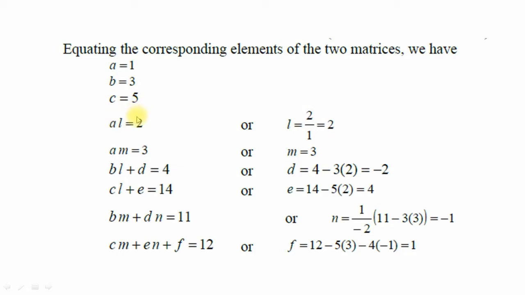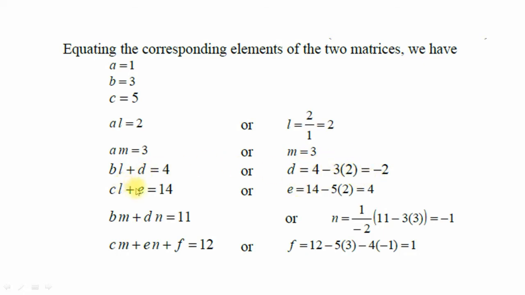Now AL is equal to 2, and the value of A is 1, so L is equal to 2 by A, which is 2 by 1, equal to 2. Now AM is equal to 3 and the value of A is 1, so M is equal to 3. Now BL plus D is equal to 4, so D is equal to 4 minus BL. The value of B is 3 and the value of L is 2, so D is equal to 4 minus 3 into 2, which is minus 2.